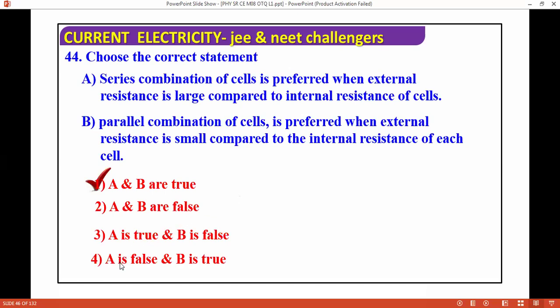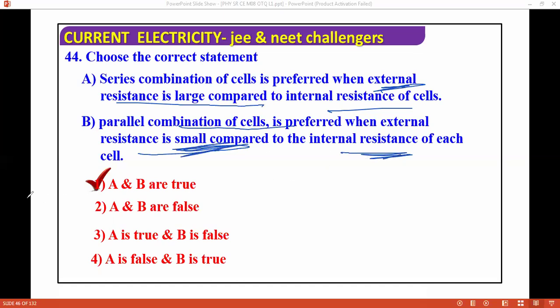The correct answer is 1. A series combination of cells is preferred when external resistance is large compared to the internal resistance of the cell. A parallel combination of cells is preferred when external resistance is small compared to the internal resistance of the cell. This is doable, but if you know, you know.